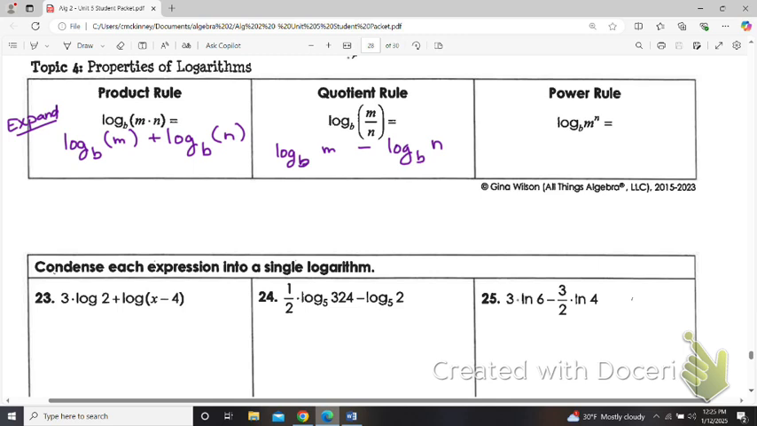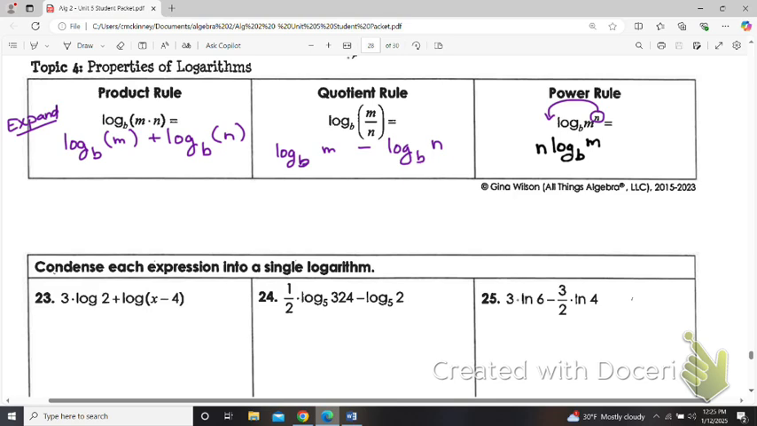All right, and then power rule, remember, was about multiplying the exponents when we had exponent power rule. And what happens here is when we use power rule, the exponent jumps here in front of the log. So this becomes 3 times log base B of M. Oh, actually, in this case, it's not a 3, it's just an N. Pardon me. Whatever that is.